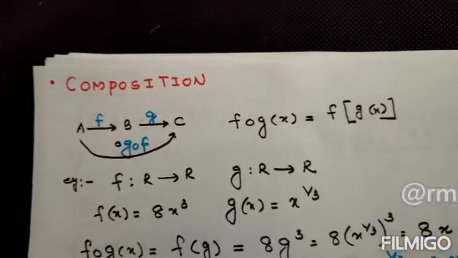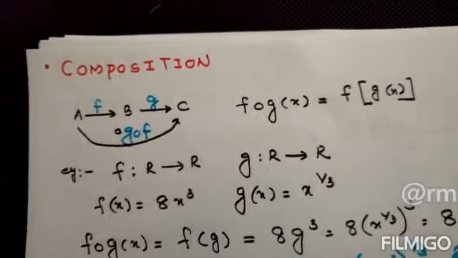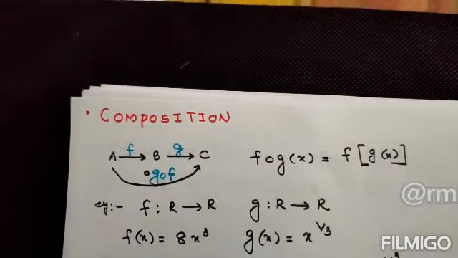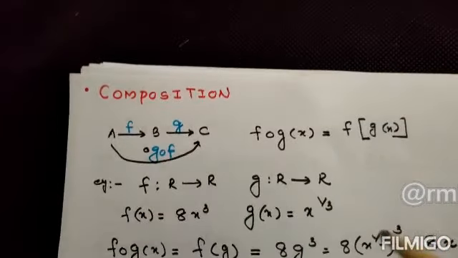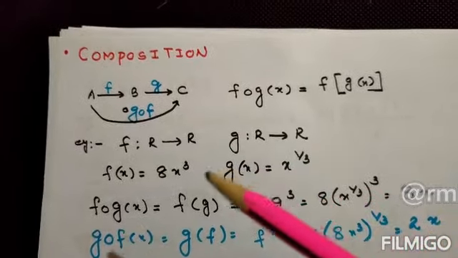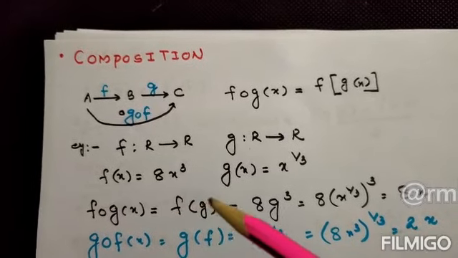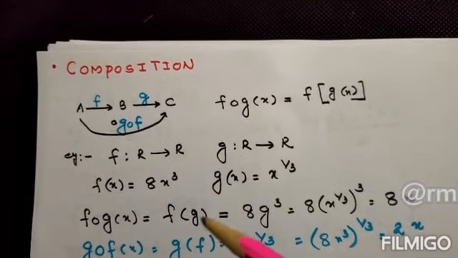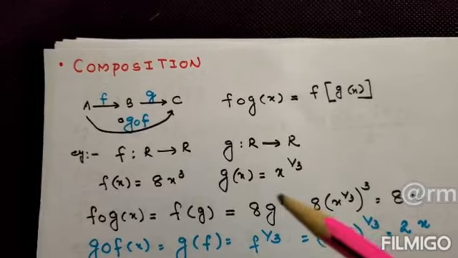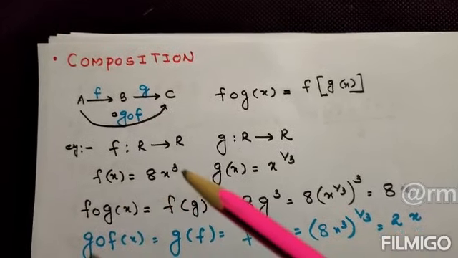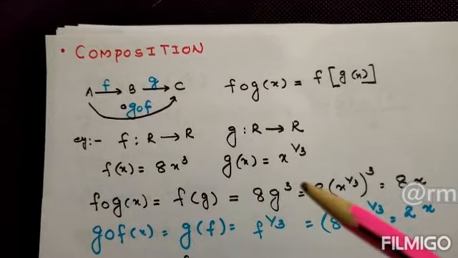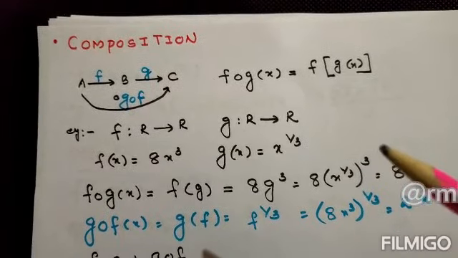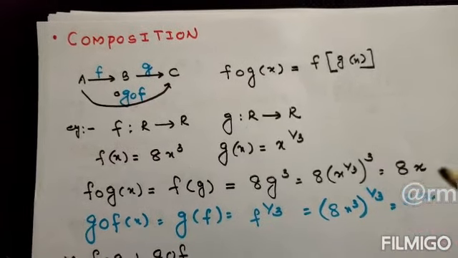Example: f from R to R, g from R to R. f of x is equal to 8x cube, and g of x is equal to x raised to 1 by 3. We define f composition g of x as f of g. f of x is 8x cube, so f of g is 8g cube. By polynomial substitution, it is 8 times g, that is x raised to 1 by 3, whole cube. The 3 and 3 get cancelled, so 8x.